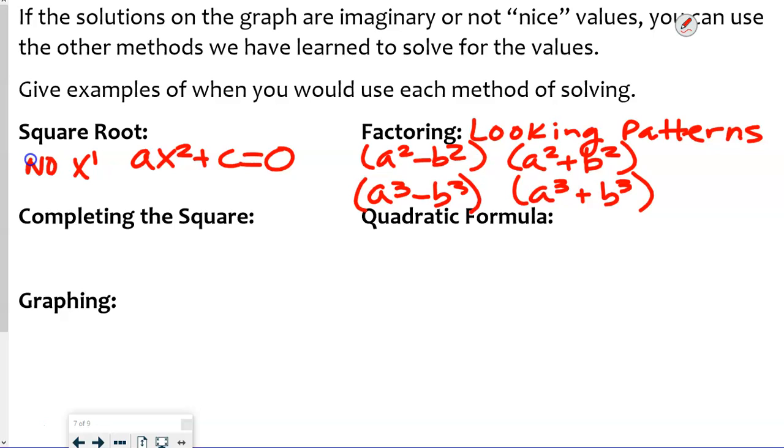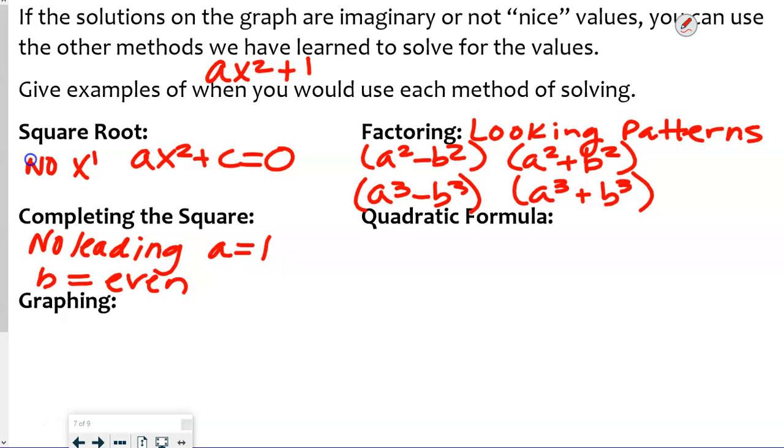Completing the square. When I'm looking for using completing the square, I'm looking for something that has no leading coefficient. That means there's no a, or a is equal to 1. So this is when a is equal to 1 in ax squared plus bx plus c, okay? The b is going to be an even number, okay? So when I'm talking about this, y'all, ax squared plus bx plus c equals 0. So here, no leading coefficient, so a is going to be equal to 1, and b is going to be an even number, okay?